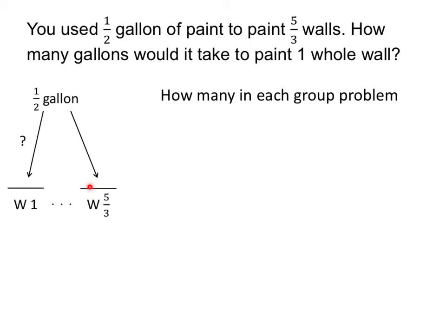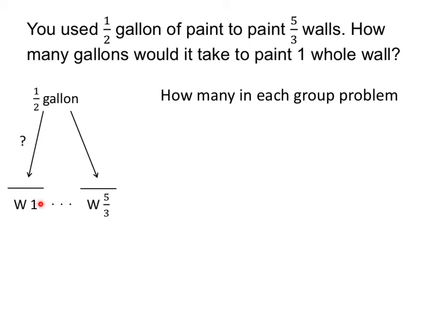May seem a little funny to call that wall number 5/3, but again, this picture is consistent with our previous picture. At the top, we put our total number of gallons. At the bottom, we put the total number of walls. And our problem asks how many gallons are going to go into one whole wall. And so this picture makes sense. From our picture, we see again that this is indeed a how many in each group problem. Each wall we can think of as a group, and we have a total of 5/3 groups. And the question is how many gallons go into one whole wall.